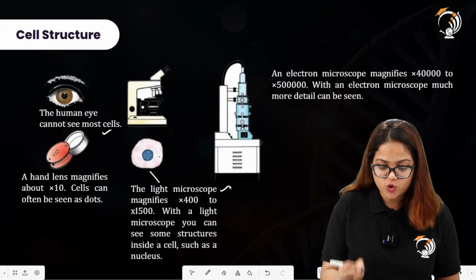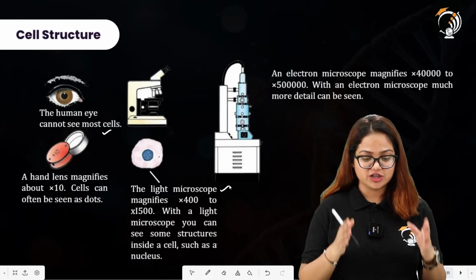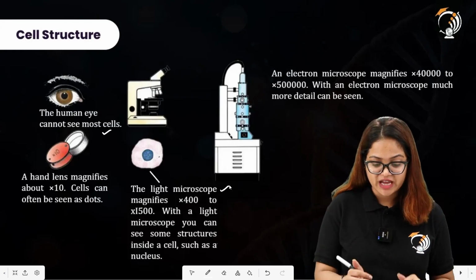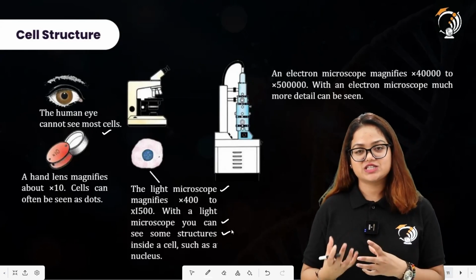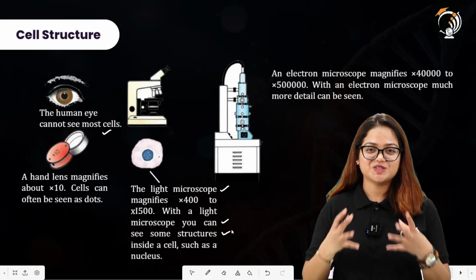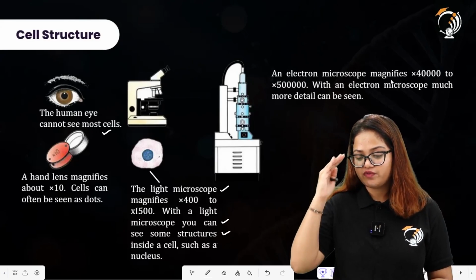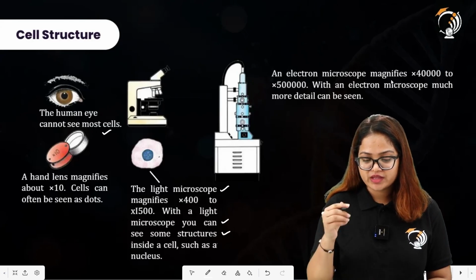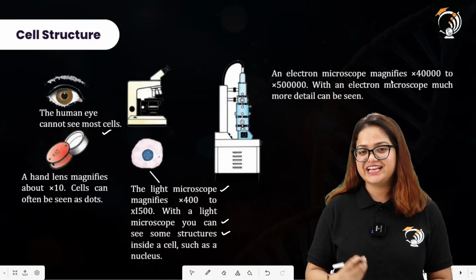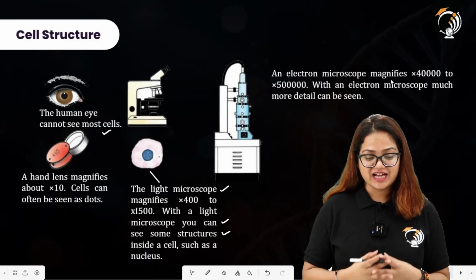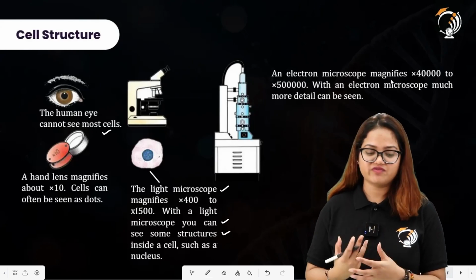The light microscope magnifies 400 times to 1500 times. That is a huge magnification. With a light microscope you can see some structures inside a cell, such as the nucleus, and other structures as well. An electron microscope magnifies 40,000 times to 5 lakh times, and much more detail can be seen. So you can see how observation can be carried out using different kinds of microscopes.